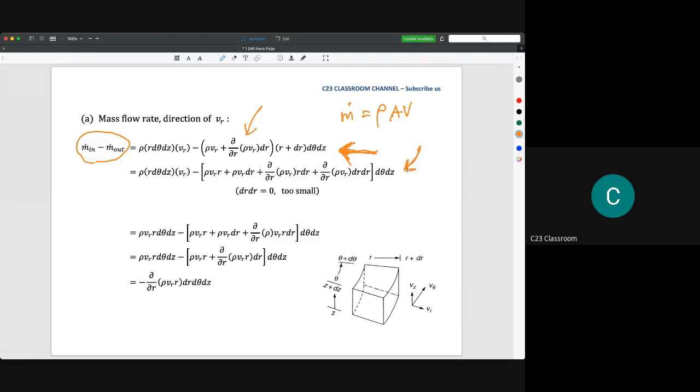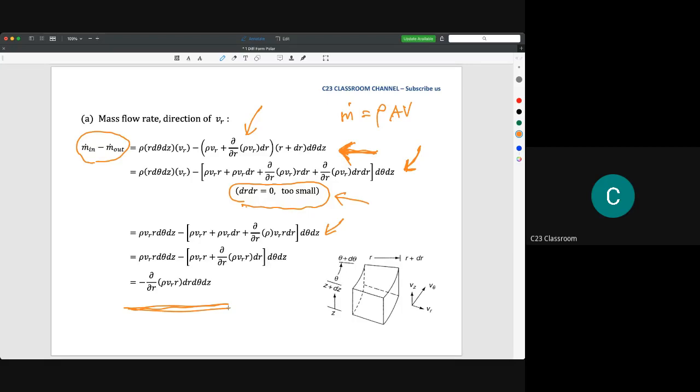After this you need to expand the equation, and then you may neglect something that is very small. Normally we could say that dr times dr is a very small term, so we could assume that the value is equal to 0. After applying this assumption, you will get this term, and then you could simplify it into this one. It means that the mass flow rate in the r direction is negative del over del r of rho vr, dr d theta dz.